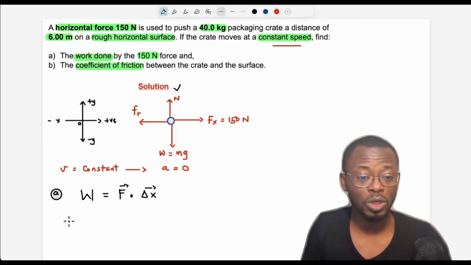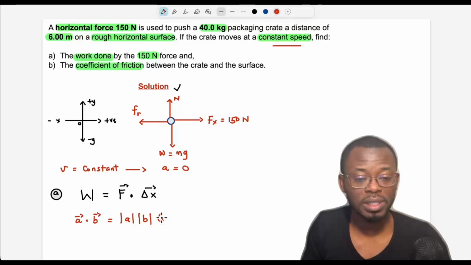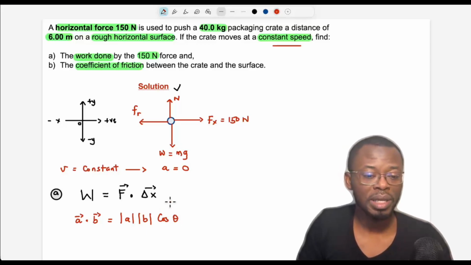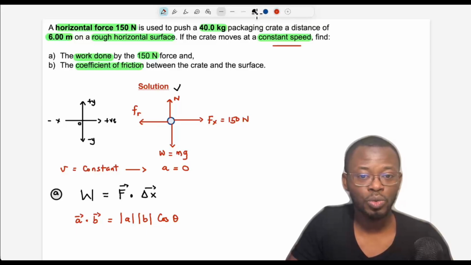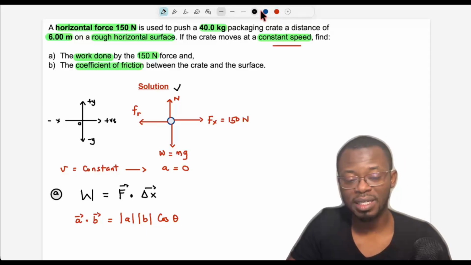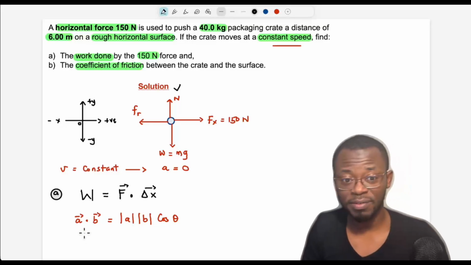Anytime you take the dot product of two vectors, let's say vector A dot product vector B, then we have the magnitude of vector A multiplying the magnitude of vector B times the cosine of the angle between these two vectors. So we are going to apply the same definition here because we are using two vectors that are multiplying using the dot product. So that is the definition for work.